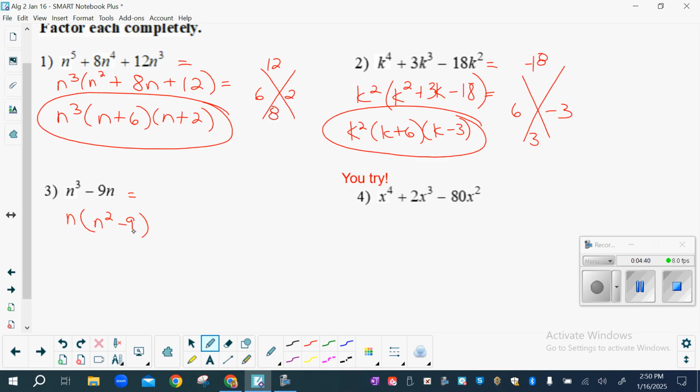We're going to have 2 factors. Can we take the square root of 9? Yes. Now, what is it? 3. Negative 3 and positive 3. And then what's the square root of n squared? N. So n plus 3, n minus 3. So it's a difference of two squares, when you have a square minus a square.